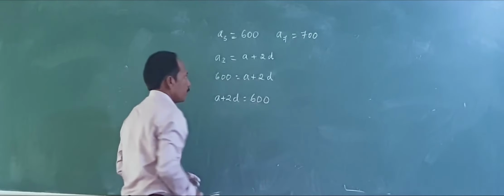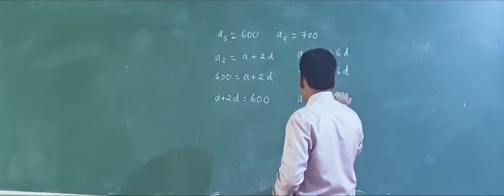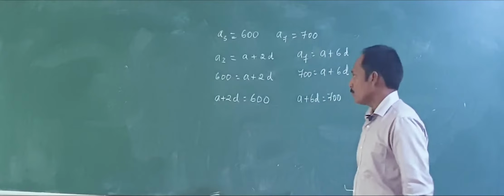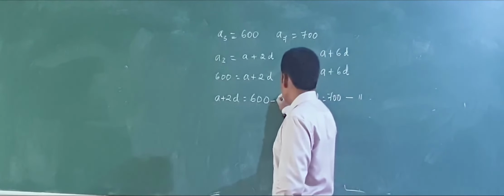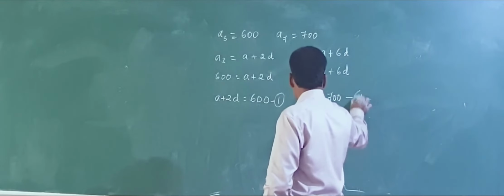That's not a problem. Yes, they've given. Similarly, A7 can be written as A plus 6D. So this 700 will be A plus 6D, correct? So we rewrite this one: A plus 6D will be 700. Simple. You call this equation 2 and you call this equation 1. Then subtract 2 by 1.